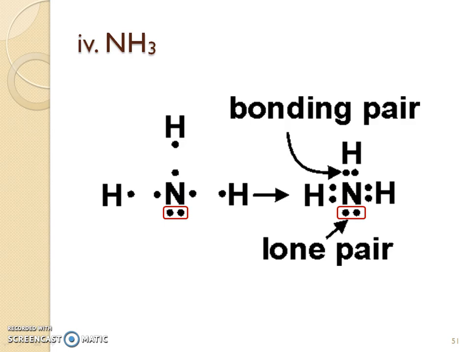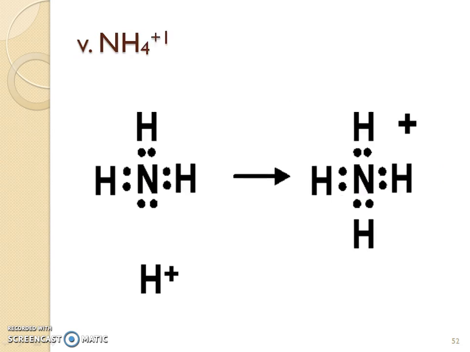Now here we have a compound with nitrogen and 3 hydrogens. So we want to remember that there's a bonding pair and a lone pair. And again, we're going to refer to the bonding pair of electrons and the lone pair of electrons. And if it's an ion or a polyatomic ion, you also want to include the charge that's associated with that Lewis structure.